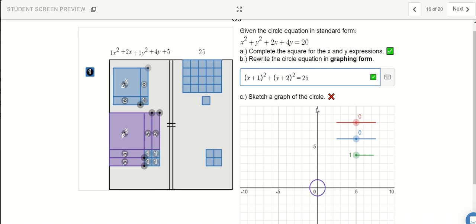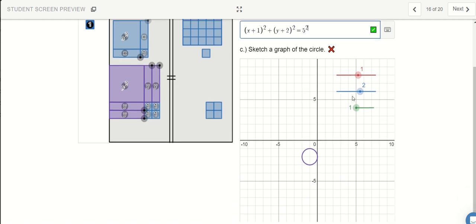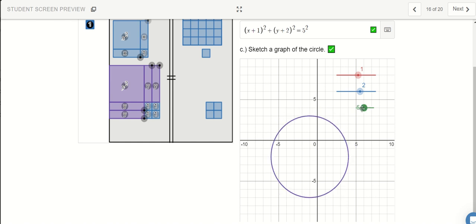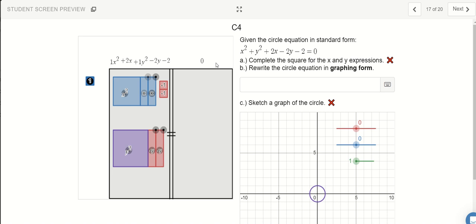So now to graph this again, plus 1 means it's moving left. Plus 2 means it's moving down. And again, 5 squared is 25, so the radius should be 5. Okay. I think we have one more example right here.